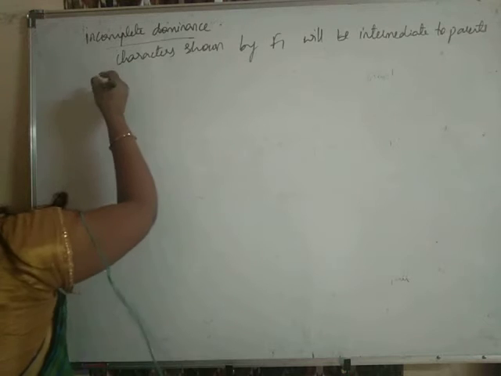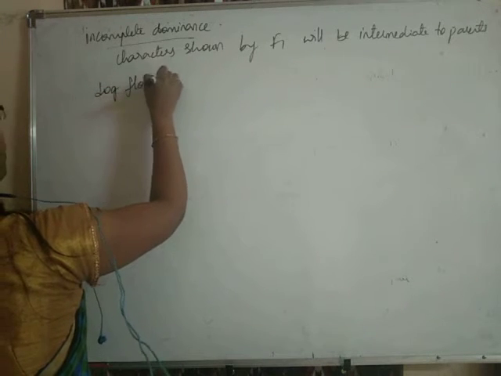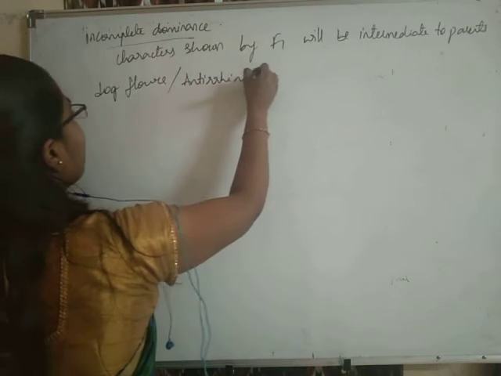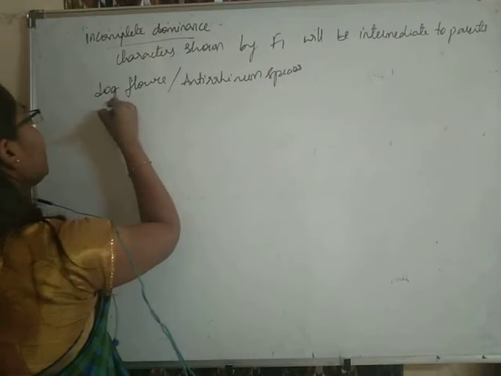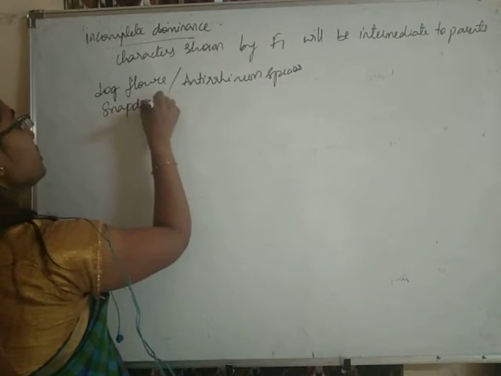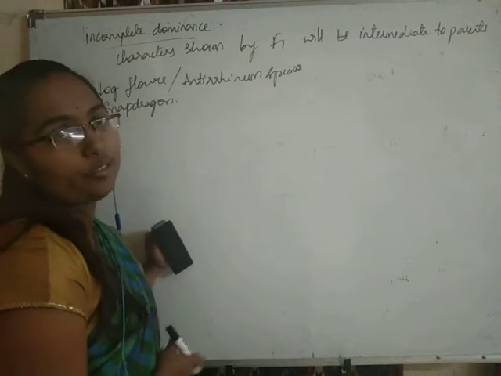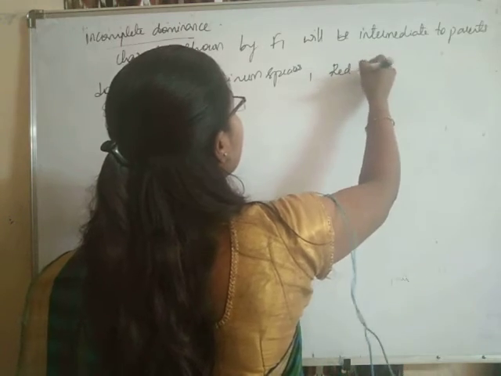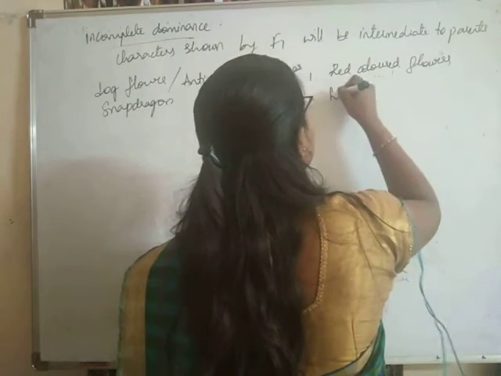So, let us take an example and study this. There was a plant called dog flower, belonging to the Antirrhinum species. It is also commonly called snapdragon. In this plant there were two wild type flowers: red colored flowers and white flowers.